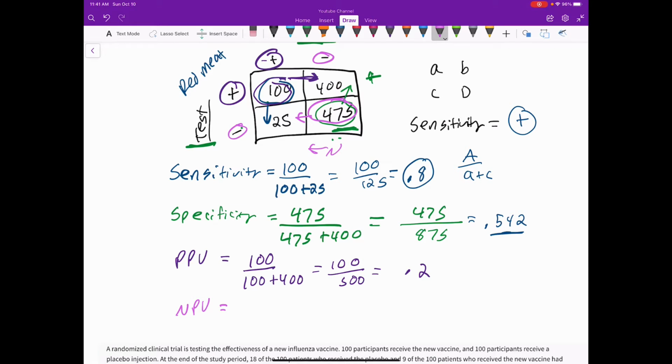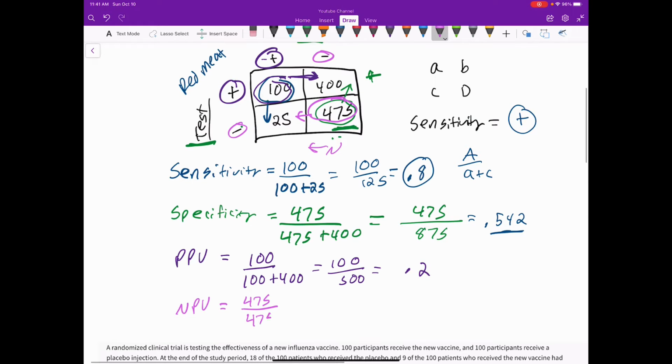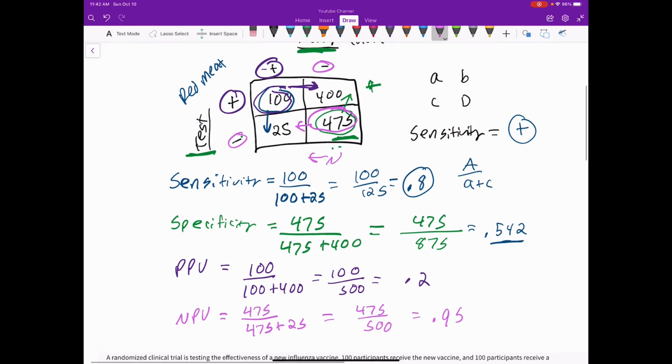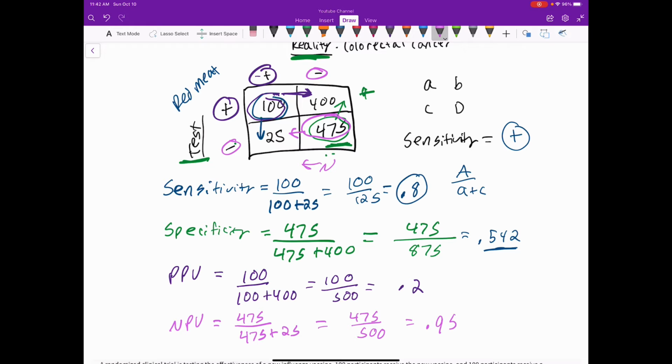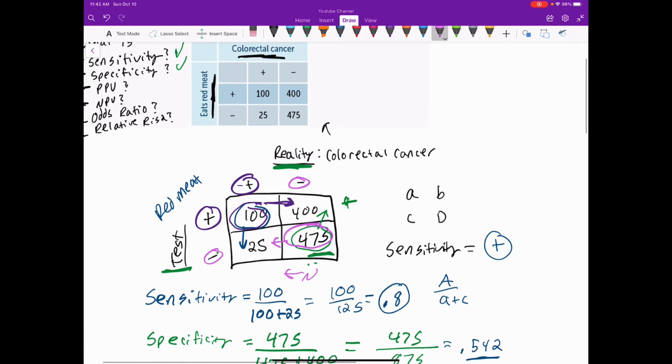And it's going to be 475 on the top, because that's what I circled first, over 475 plus 25. And that's going to equal 475 over 500. And put that in the calculator, 475 over 500 equals, okay, so our negative predictive value is going to be 0.95. I'm going to check what PPV is just in case I got it wrong. 100 divided by 500, it's 0.2. Okay, good. All right, so this is how we find our sensitivity, specificity, positive predictive value, and negative predictive value.